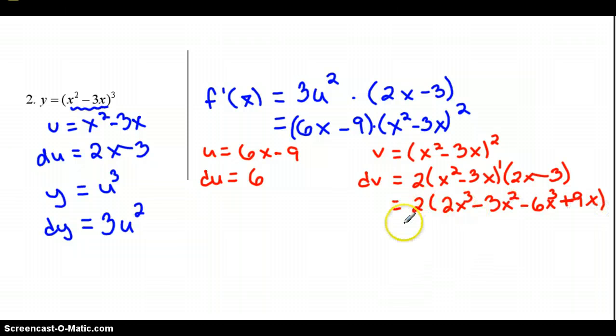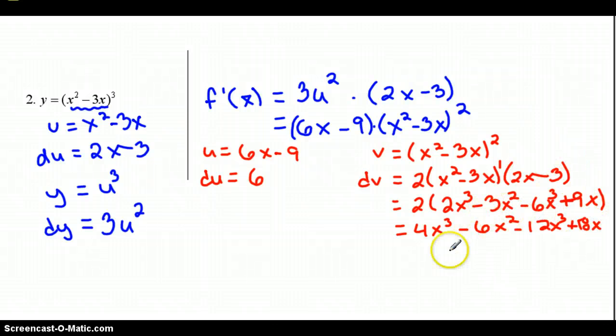All of that is still multiplying by 2. So we'll go ahead and multiply: 4x cubed, and then we have negative 6x squared, minus 12x squared, and then plus 18x. Once that happens, let's go ahead and bring the like terms together as well. So 4x cubed minus 12x cubed. So now I have negative 8x cubed.